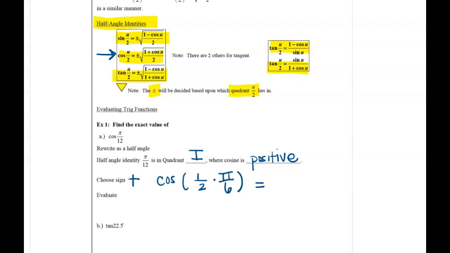I come up to the half angle. The u in this problem is going to simply be the pi over 6. So here's your u part. So it's plus or minus. We're going to pick the plus part. We've got the square root of 1 plus cosine u over 2. So 1 plus the cosine of pi over 6 over 2.